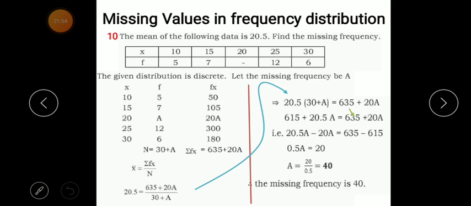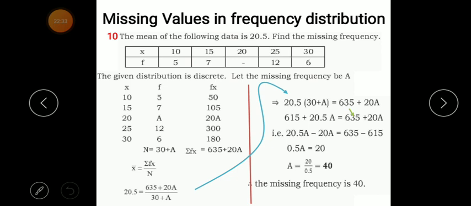There's one more concept, about finding missing values in a frequency distribution. So problem number 10: the mean of the following data is 20.5. See here, discrete data they have already given, and they have said that the mean of this is 20.5. Find the missing frequency. You can see that one frequency is missing. So consider that frequency as, say, A, being any value. You can take any alphabet, X, Y, Z, whatever you want.